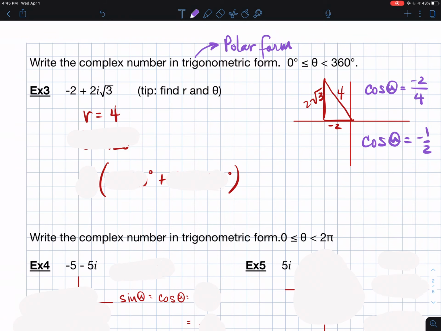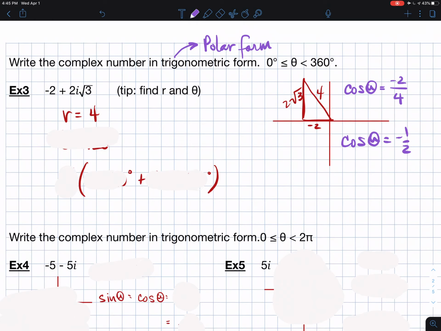And so I'm going to ask myself, in this picture, where in the second quadrant is cosine equal to a negative 1/2? And you'll also notice that I've been given a restriction, and my restriction has to be in degrees from 0 to 360. So my theta then is going to be at 120 degrees. Now, I found my r's and my thetas, but I haven't put it into polar form yet. So we need to use our proper format. So that's from the first page. And so our radius is 4 times the cosine of 120 plus i sine 120. That's going to be my polar form.